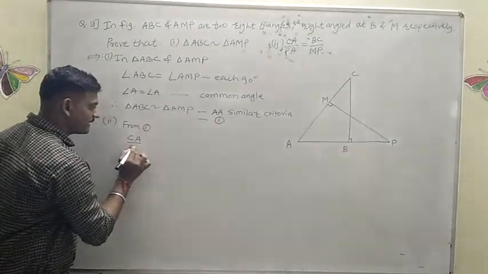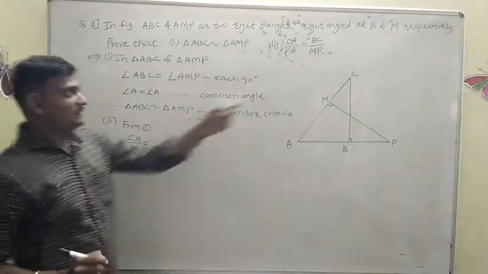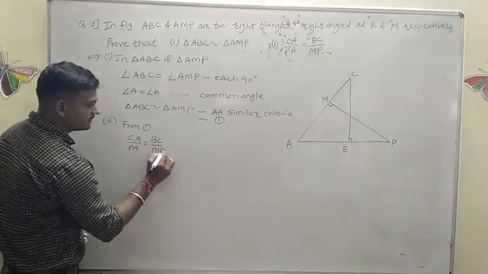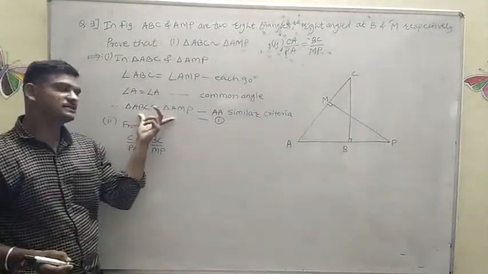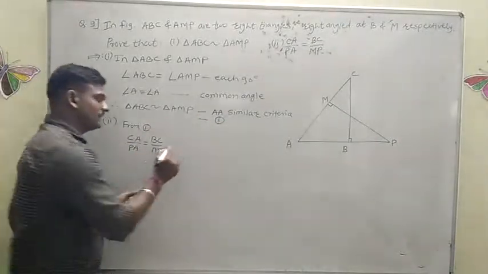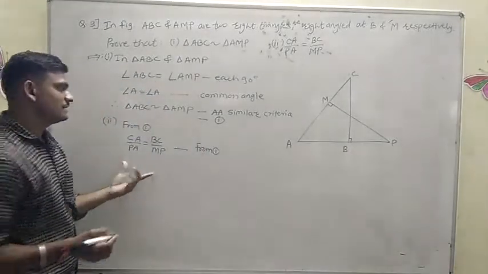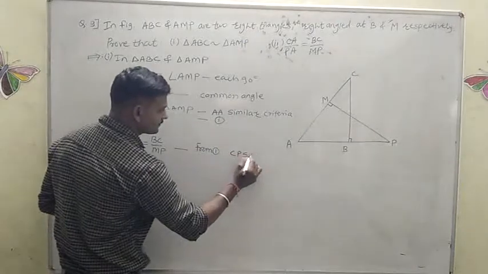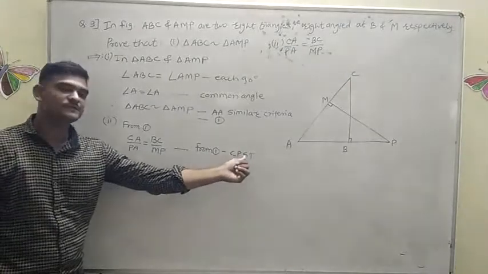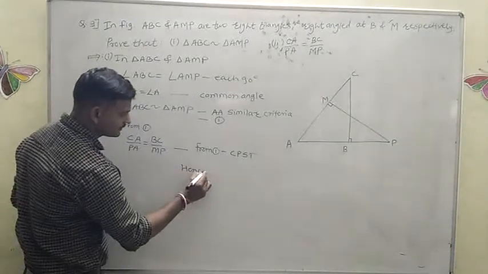From 1, CA divided by PA is equal to BC divided by MP. Can I write BC divided by MP? Because we know that these two triangles are similar, therefore their corresponding ratios must be equal. That is, the reason is from 1, and we can also say that by CPST, the corresponding parts of similar triangles are in the same ratio. Hence proved.